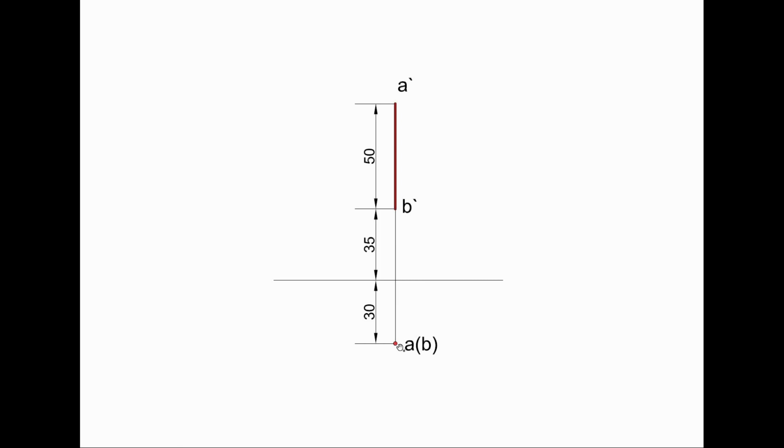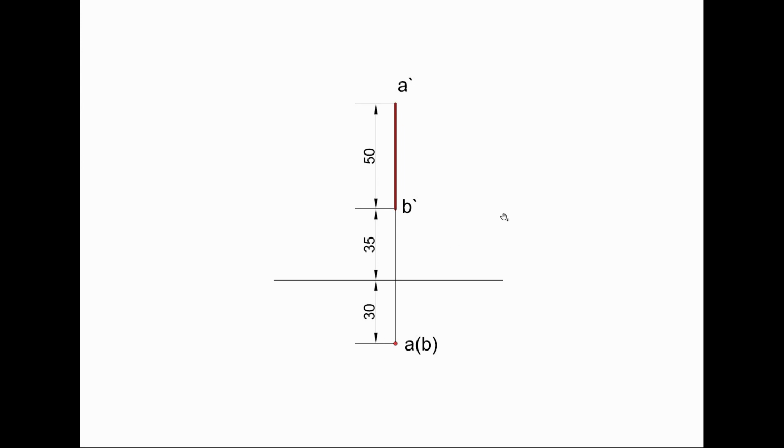Okay, so when the line is parallel to the vertical plane, what do you see in the front view? You see the true length in the front view. So you see the actual length, that is 50 mm in the front view. In the top view you see only point A. That is why I've given point B in brackets.